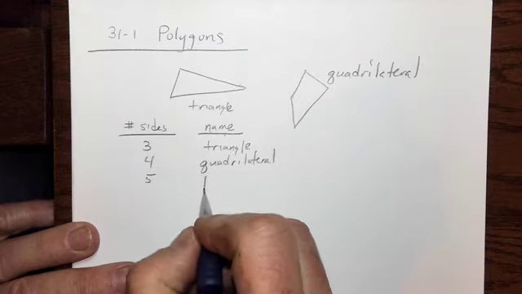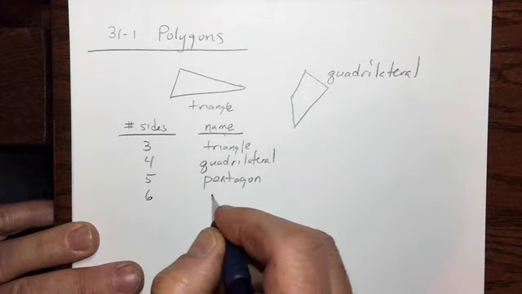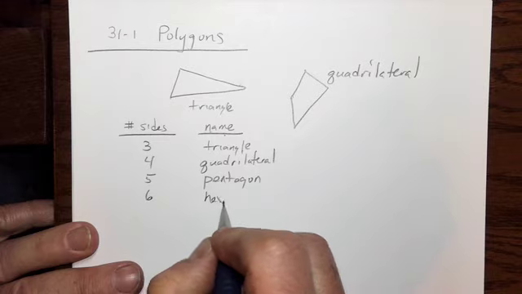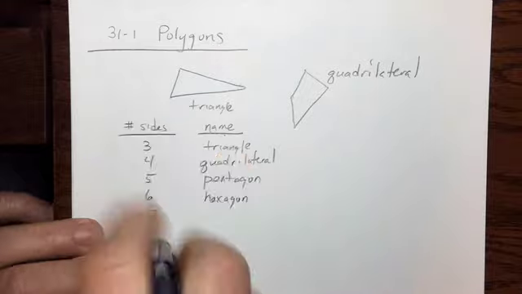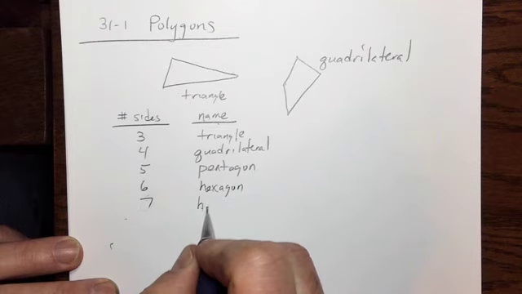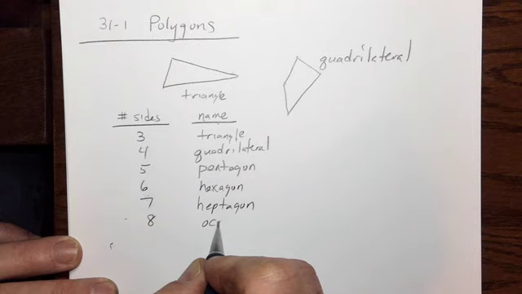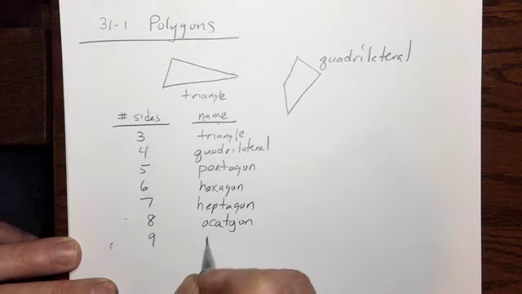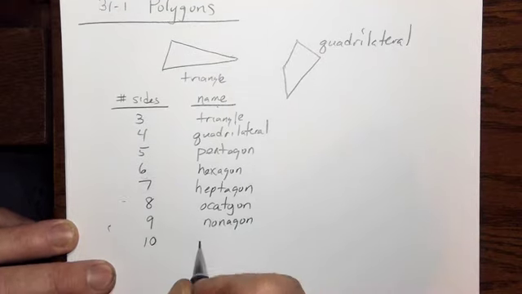If it's got five sides, it's called a pentagon. Six sides, it's called a hexagon. Seven sides, it's called a heptagon. Eight sides, we probably already know that's called an octagon. Nine sides is called a nonagon. Ten sides is called a decagon.